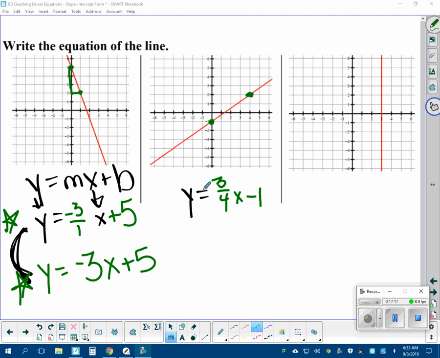Okay, second one should be y equals 3/4 x minus 1. This is a positive slope. Notice my slope is positive. Awesome. And then this one is one of those special slopes. It is undefined vertically. Vertical lines are undefined slope. So that one should be x equals 3.